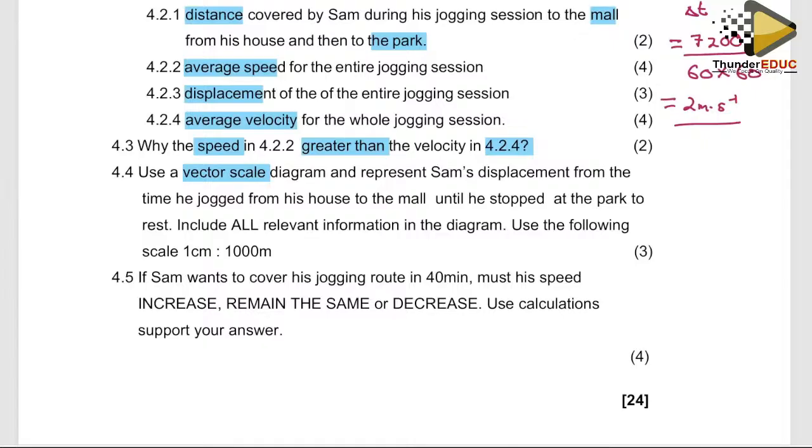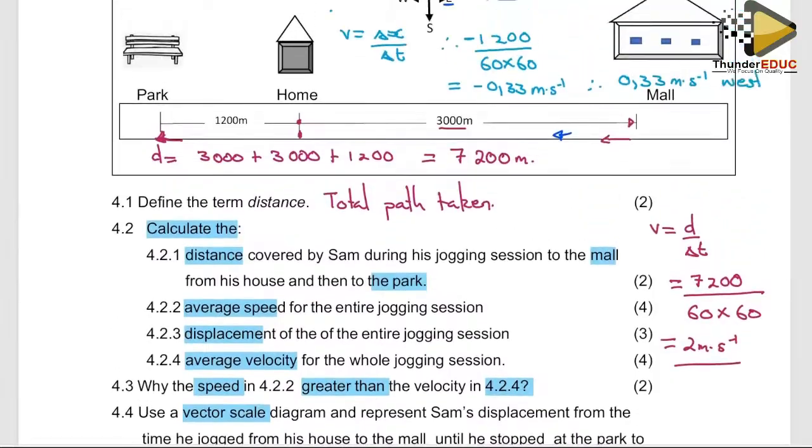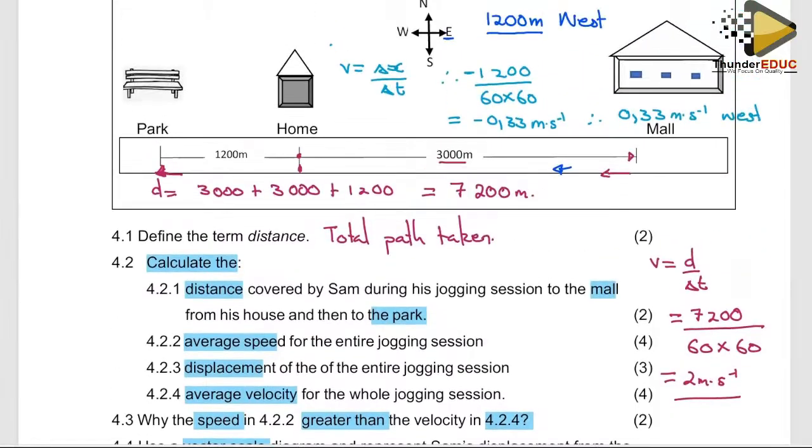Then after that, now it says here, show all relevant information in the diagram. Use the following scale there that says 1 centimeter is to 1,000 meters, right? So we're supposed to use this scale there, right? So then now for us to draw this, we are going to say where did he start from? So I'm going to start where he started there. So he started from the house, right? So going to this direction, right?